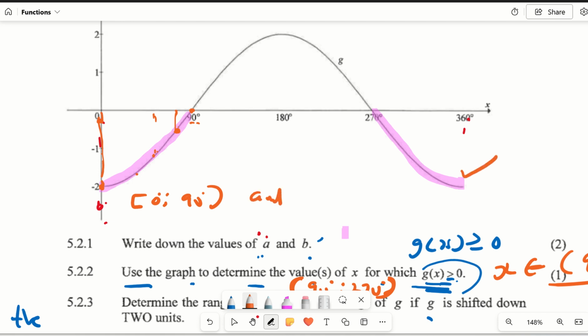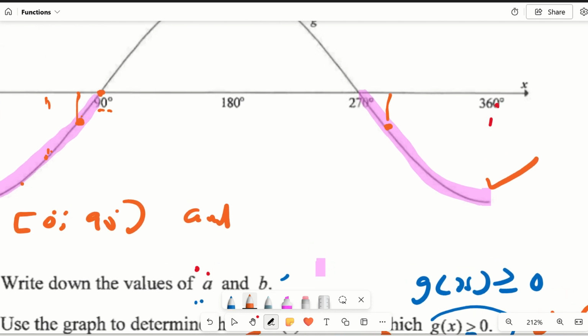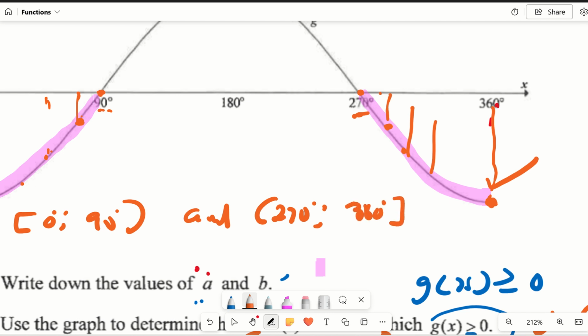And you also include this part. You write it separately. The x coordinates here are above 270. All of these x coordinates are included because this point is also below the x-axis. Its x coordinate is 360. So you're gonna write from 270, excluding the 270 because the 270 point lies on the x-axis, to 360. You include 360 because its point is literally below the x-axis.